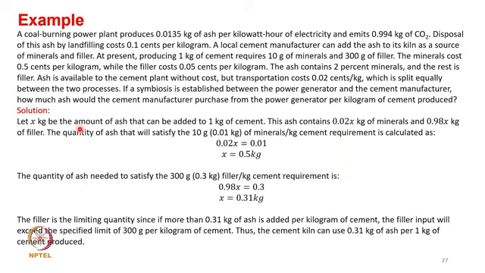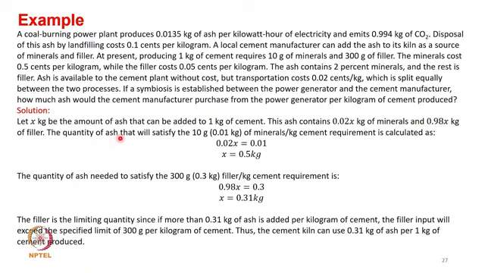So let's consider we have x kg of the ash that can be added to 1 kilogram of cement. The ash contains 0.02 times x kilogram of minerals and 0.98 times x kilogram of filler. That is, it contains 2% minerals and 98% fillers.